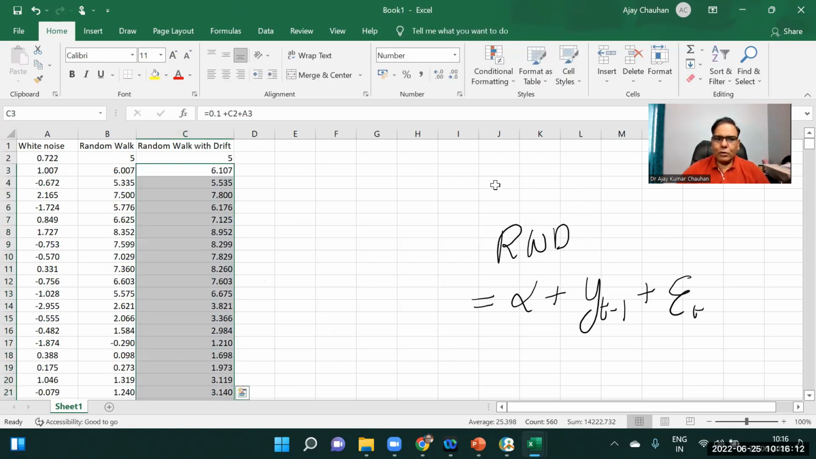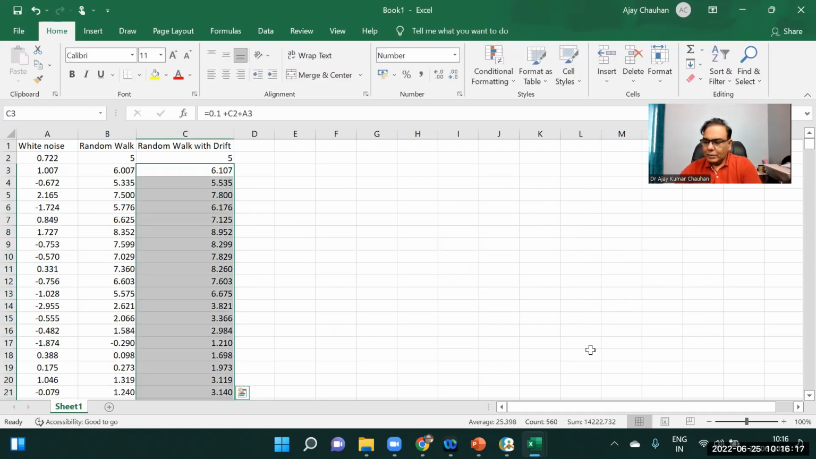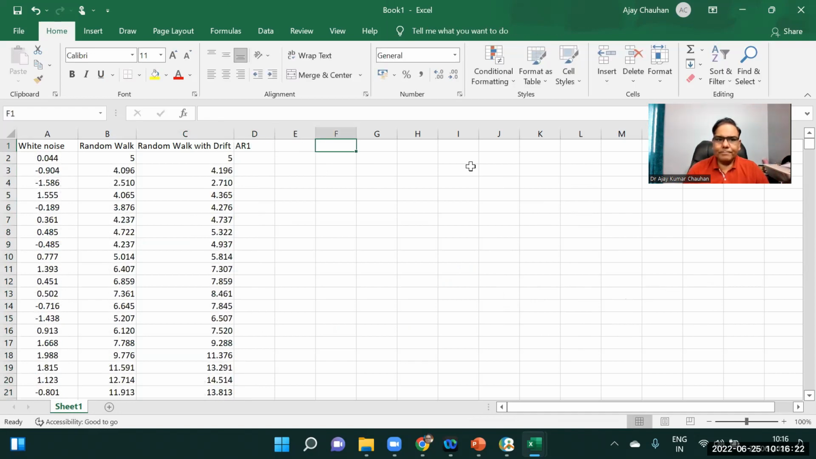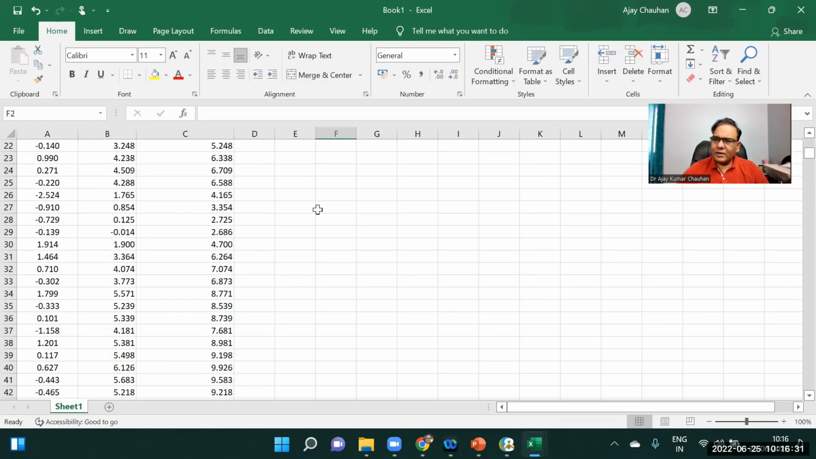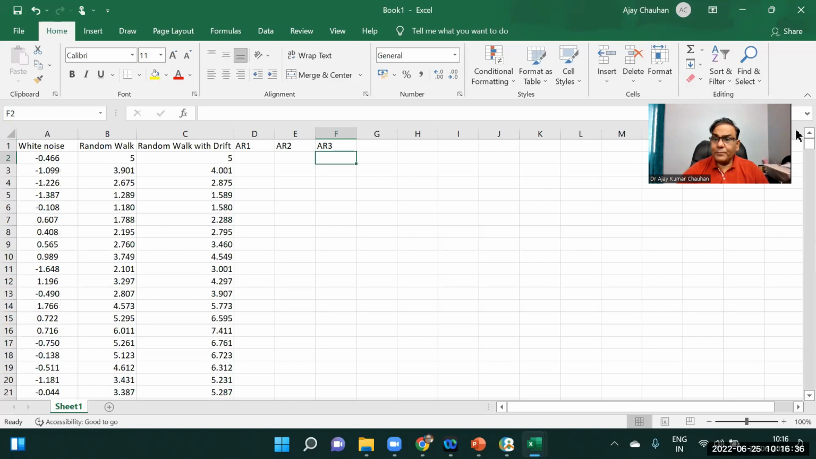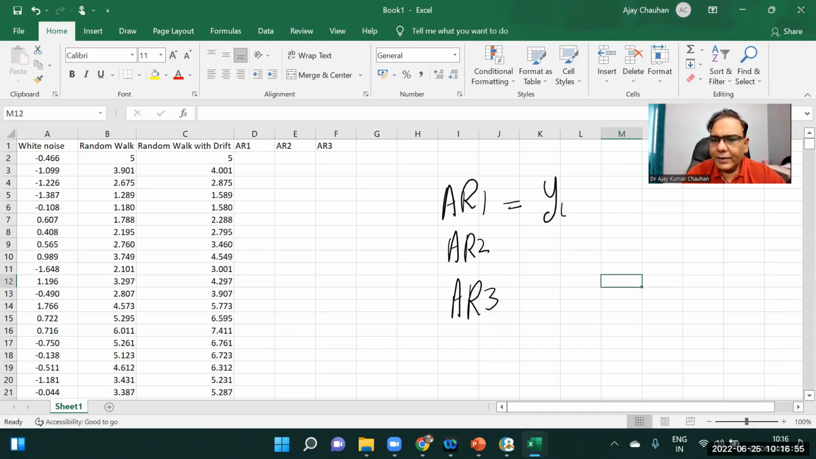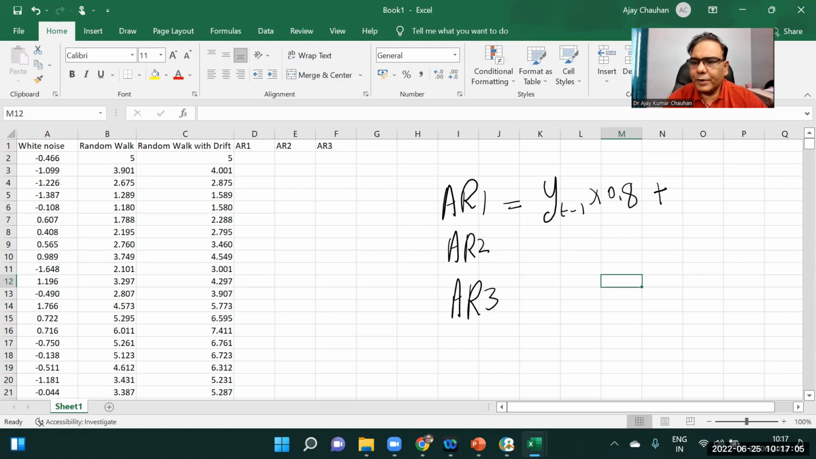Now the next series I am going to show you: AR1 series, AR2 series, AR3 series. Similarly, we can go for AR4, AR5 and so on. But what is the meaning of this AR? So I am writing the equation. AR1 equals Yt minus 1 multiplied by 0.8, because we are not considering the unit root, we are considering the beta as 0.8, plus Et. So this is AR1 series. Similarly, AR2 is Yt minus 1 multiplied by 0.4 plus Yt minus 2 multiplied by 0.3 plus Et.